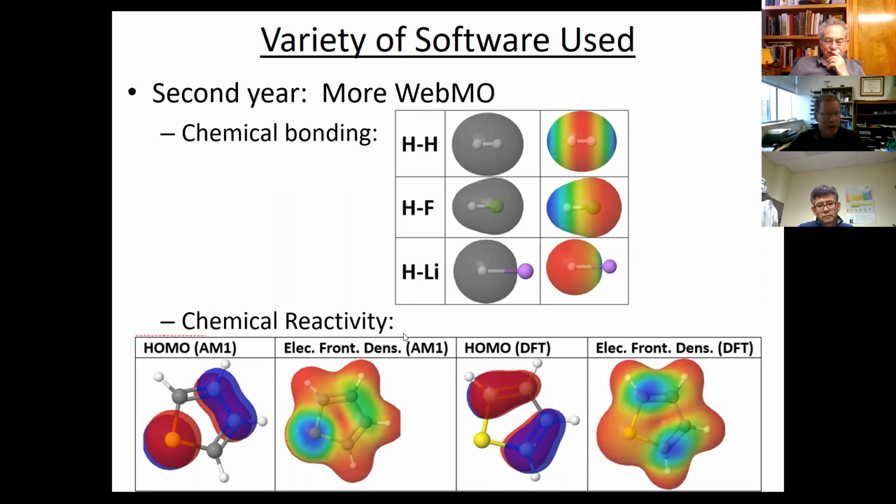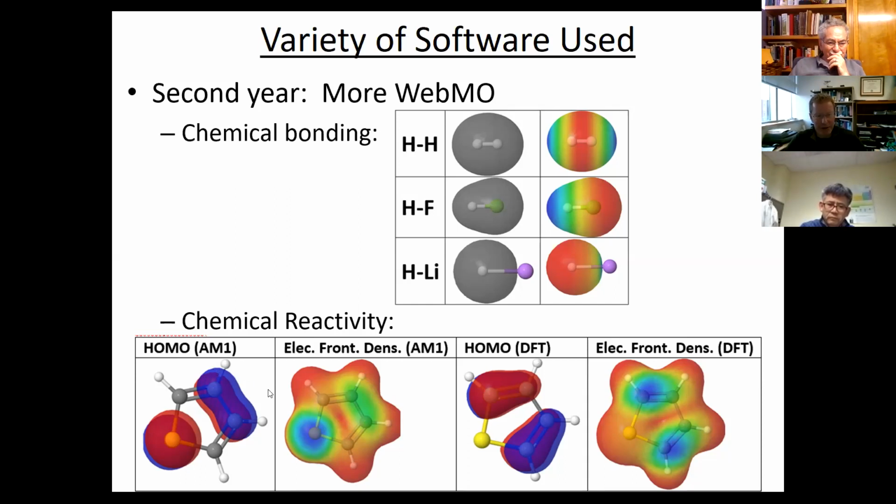Later on in organic chemistry, we can start having them predict chemical reactivity. Here we're looking at thiophenes. We have a five-membered ring with sulfur here, and we're calculating the electrophilic susceptibility of this thing. Again, they're visualizing sort of abstract concepts here. In this case, if we do a simple semi-empirical calculation represented by the structures you see on the left here, they get the incorrect answer.